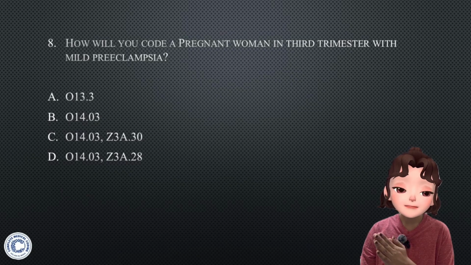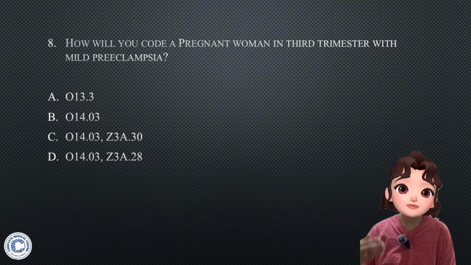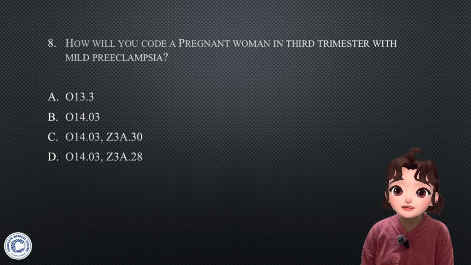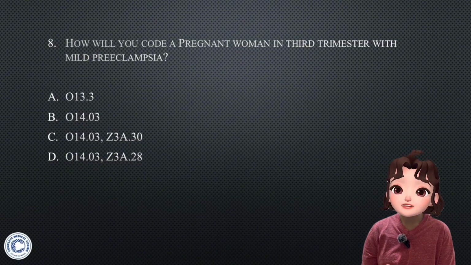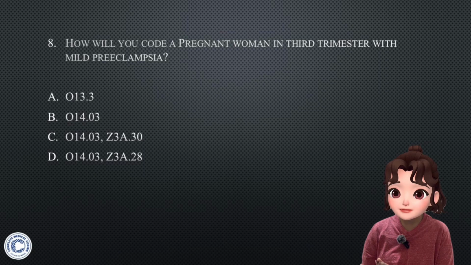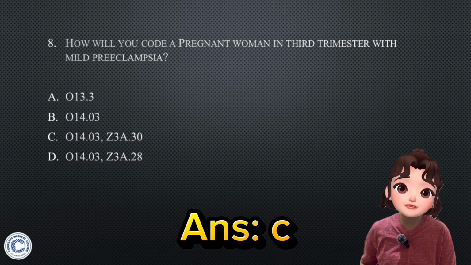So 0 to 12 weeks represents first trimester. From 12 to 28 weeks represents second trimester, and after 28 weeks till delivery, it is the third trimester. So here if you mark D, that is 28 weeks, which falls under second trimester. Sorry, since the question is third trimester, you have to go for 30 weeks. So answer here is option C, O14.03, Z3A.30. Like that you have to identify it.